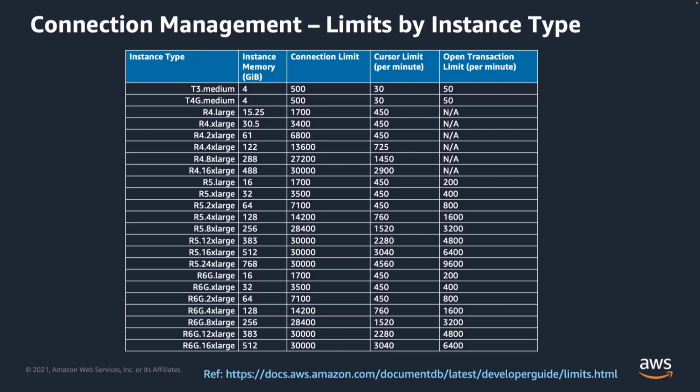There are similar limitations on cursors, which are used when you're using things like pagination or transactions in your application. The biggest instance, as shown at the bottom of the list, is the 16xlarge that we support at the moment. That instance can support up to 30,000 concurrent connections at max.